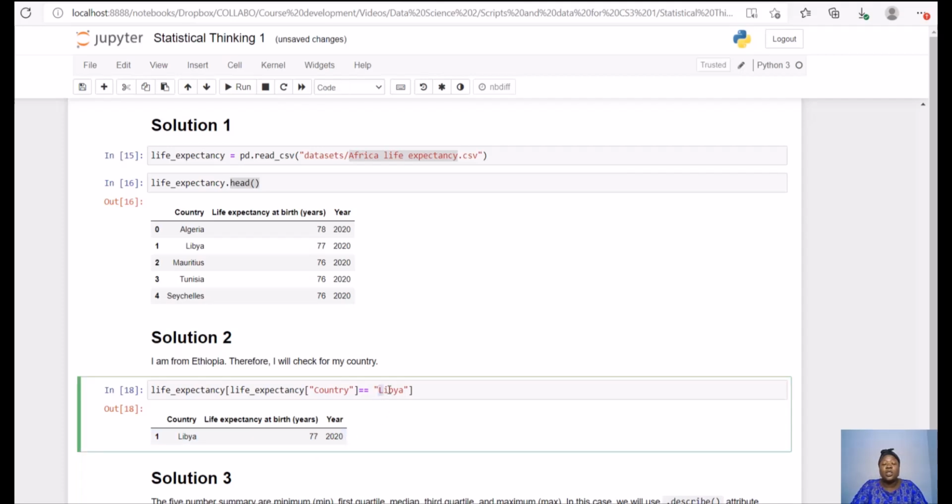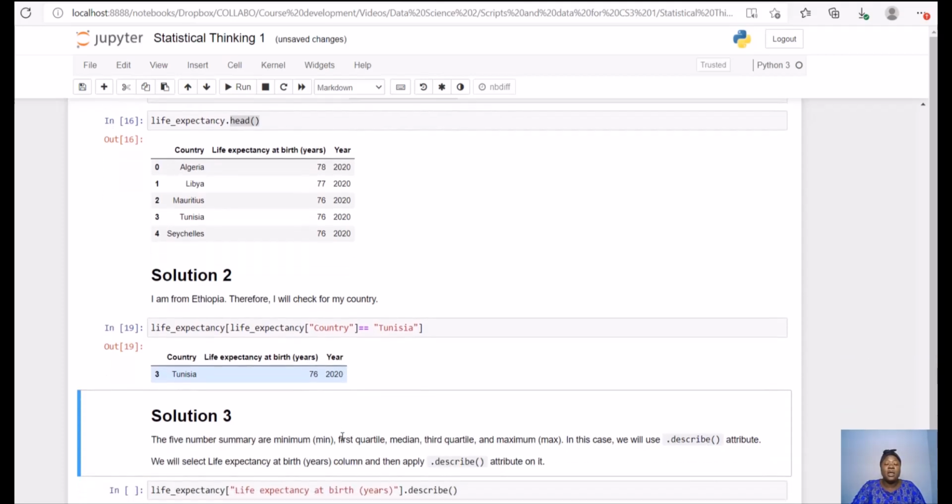Assume another student is coming from Tunisia. Let us see what we have. Yes, you could see that Tunisia is on the third row and the life expectancy is 76 in the year 2020. So we could run that for all of the students in the class.